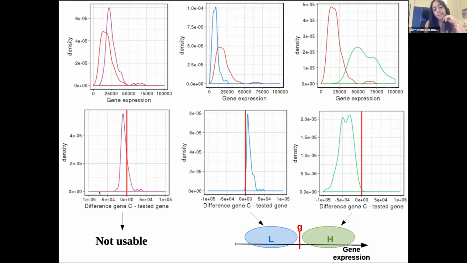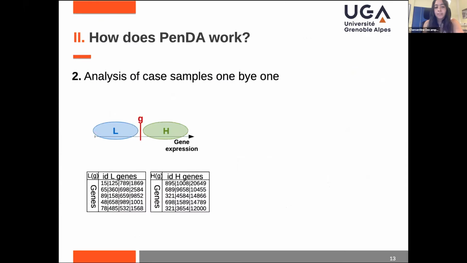And then we look at the difference between gene G red and other genes, and we obtain this. And here we can see that the purple gene has not a stable relative rank. So purple gene is not usable as a reference, but the blue gene and the green gene have a stable relative rank, so we can use them in a list for the gene G. So at the end of this step, for each gene G, we have 2 reference lists with the IDs of L genes and H genes.